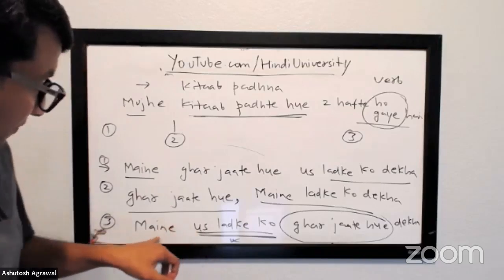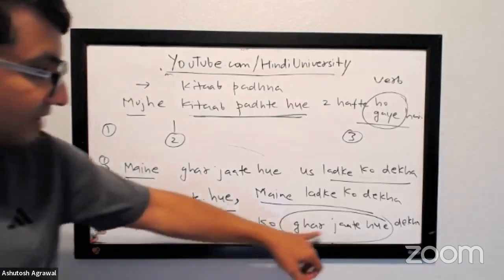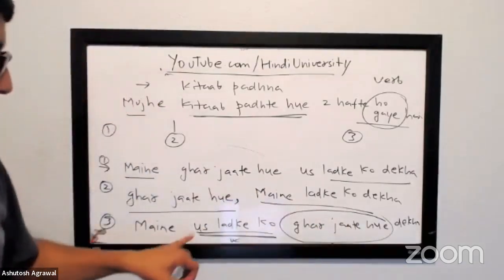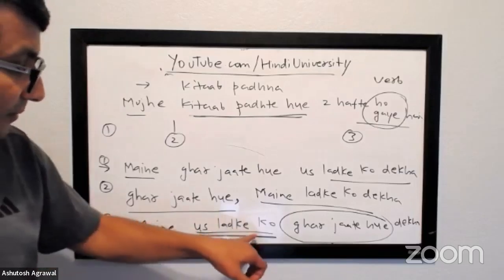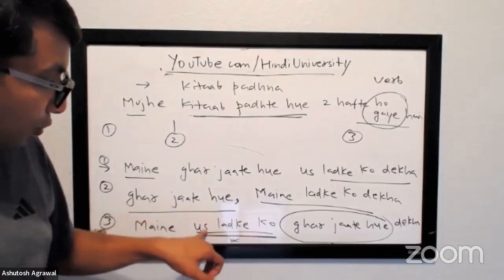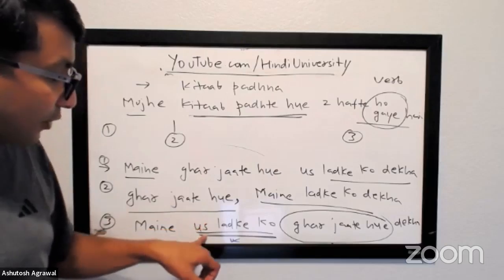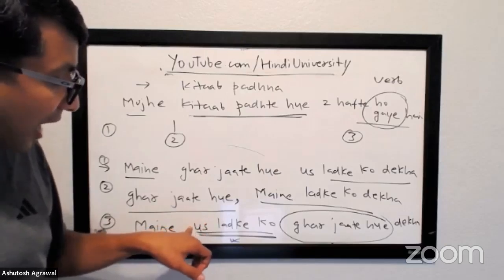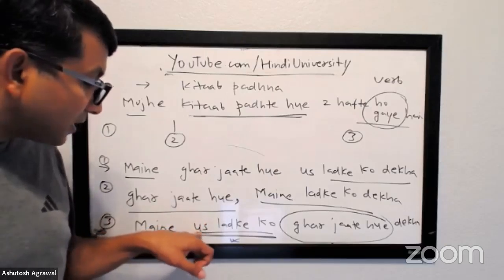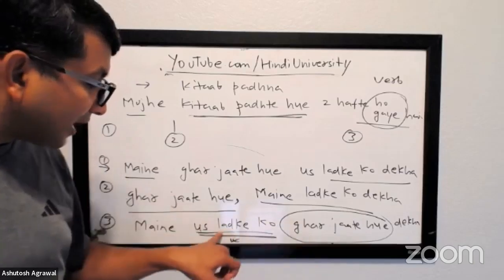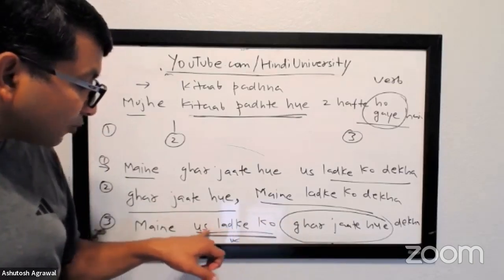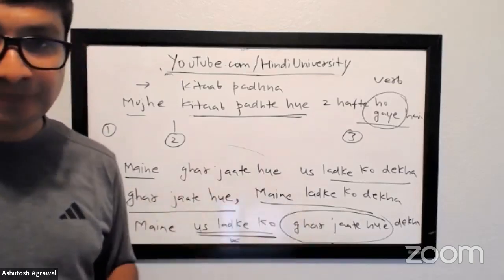मैंने उस लड़के को घर जाते हुए देखा. Yeah, that's right. In this one, who is going? Who is घर जाते हुए? उस लड़का. The boy is going home, and that's how you take note of it, because घर जाते हुए is coming after the object. उस लड़के को घर जाते हुए देखा.